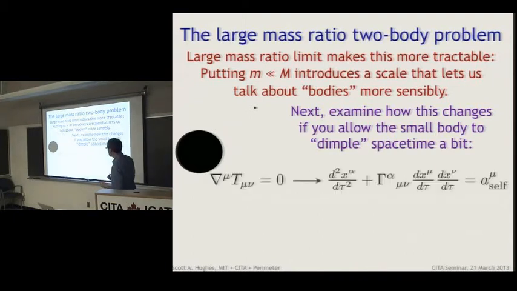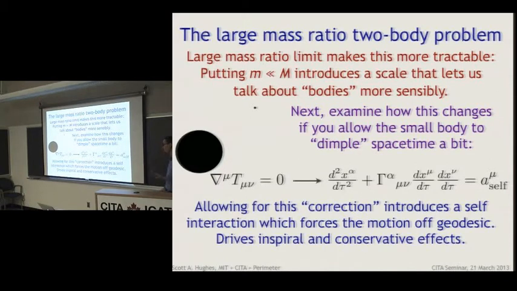And if I repeat this analysis, I enforce the conservation laws in a more general space-time that looks like the big black hole plus the change due to the little guy, I get something that looks like a geodesic equation supplemented by a forcing term. What this forcing term does is push the body off of your naive notion of a geodesic. And when one analyzes this carefully, you find that it has dissipative effects that drive the inspiral. In other words, it encapsulates the fact that gravitational waves carry energy and angular momentum from the system. And there are also conservative effects, which I will talk about briefly a little bit later in the talk.